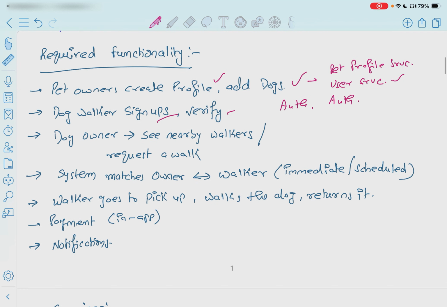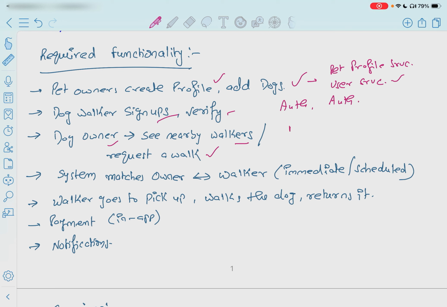Okay. We need to have a dog owner, right? And once the dog owner opens the application, they will see nearby walkers and they can request a walk, right? So it might be a booking service that we might need here, right? Okay. Then after booking a service, there will be a matching service which will be responsible for matching the owner with a walker, right?